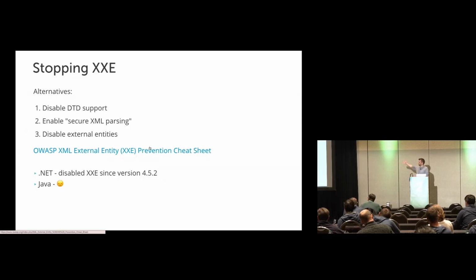If we go to the OWASP XML external entity prevention cheat sheet, we'll see a lot of examples on how to do this. Luckily for .NET developers, XXE has been disabled since version 4.5.2, which is quite a long time ago. But yet we still see developers re-enabling it because they need some feature for some reason. In Java, it's just disappointing. There are so many parsers that are still vulnerable to this, so you have to make sure that you secure it. I would actually recommend that if you have an XML parser, try it out, and add a unit test so you're sure that it's never reintroduced later at some point.